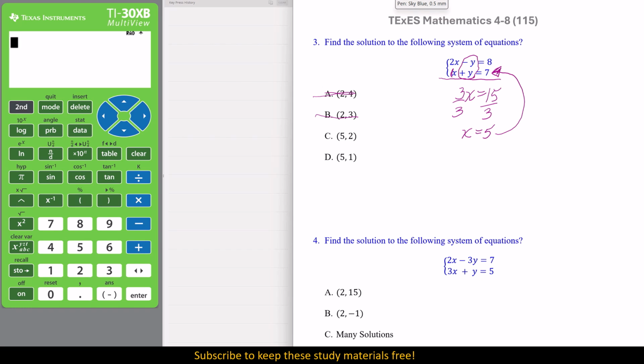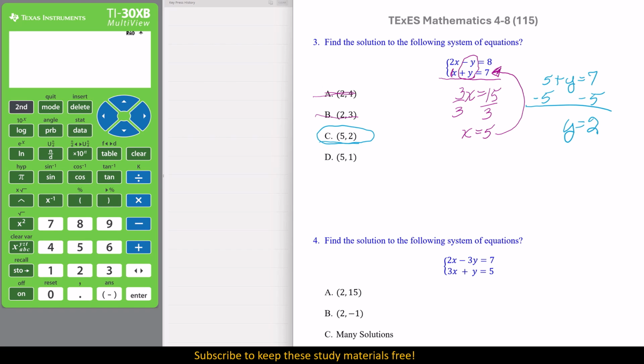So if I have 5 for my x, plus y equals 7, obviously I'm going to subtract 5 from both sides, and y equals 2, and this gives me c. That wasn't too bad. Pretty small numbers. They already gave it to you in a very simple form.